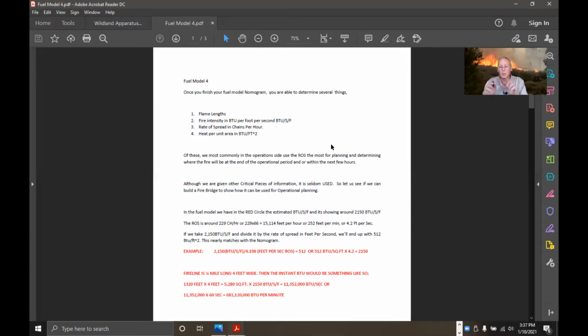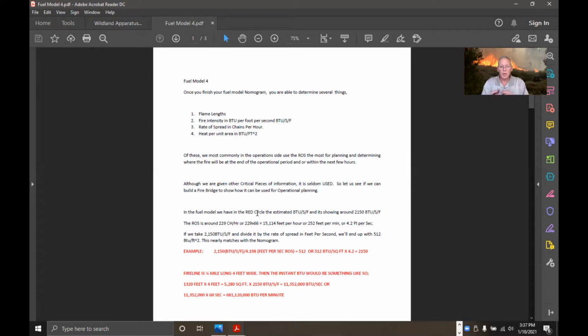And look at certain data elements of each of those, and then rearrange them. A lot of times we already have what we need sitting on fire. We just don't rearrange them to fit the right spot. So hopefully I can tie that in with this video here. So again, we use the rate of spread the most for planning and determining where the fire will be at the end of the operational period or within the next hour or a couple of hours. It just depends on who's on the fire and what they intend to do with the data.